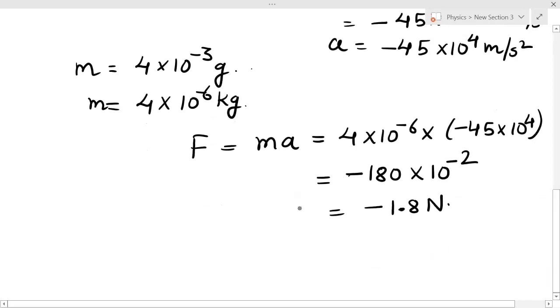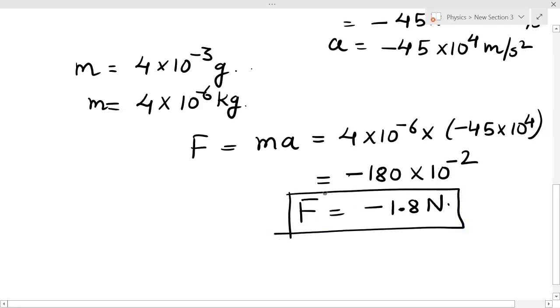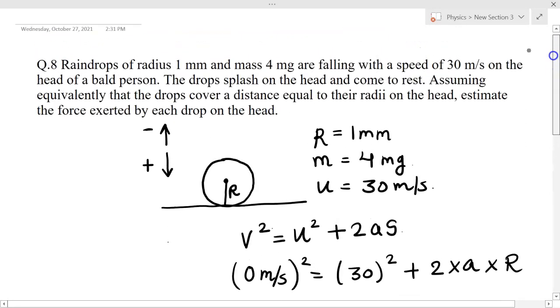So the force applied on this drop is minus 1.8 Newton. That means the force has upward direction, because upward direction is negative. So the force applied on this drop is upwards, 1.8 Newton. But we have to find out the force exerted by the drop on the head. Since it is always valid, I can say that the same amount of force will be applied by this liquid drop on the head of the person. So 1.8 Newton is the answer.